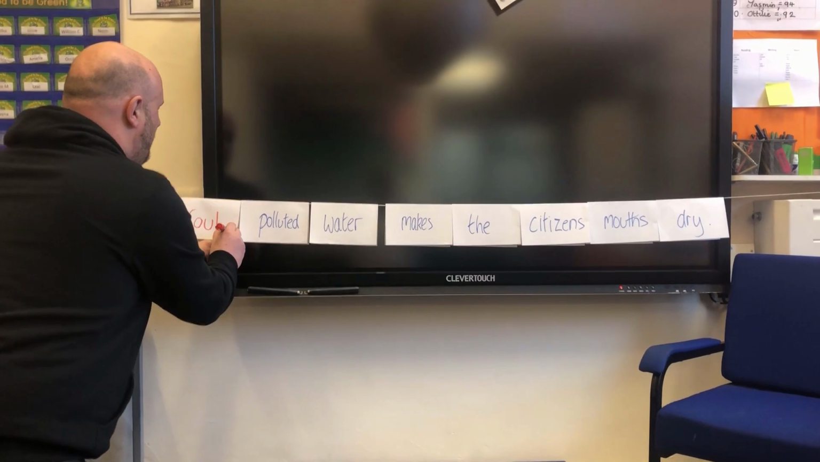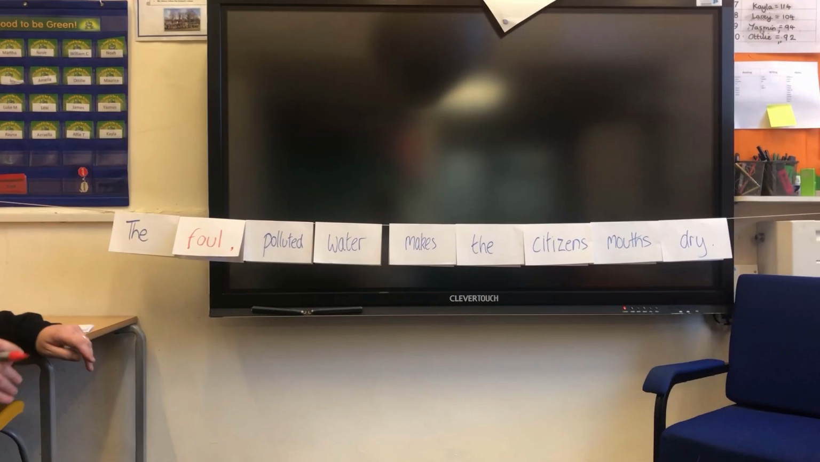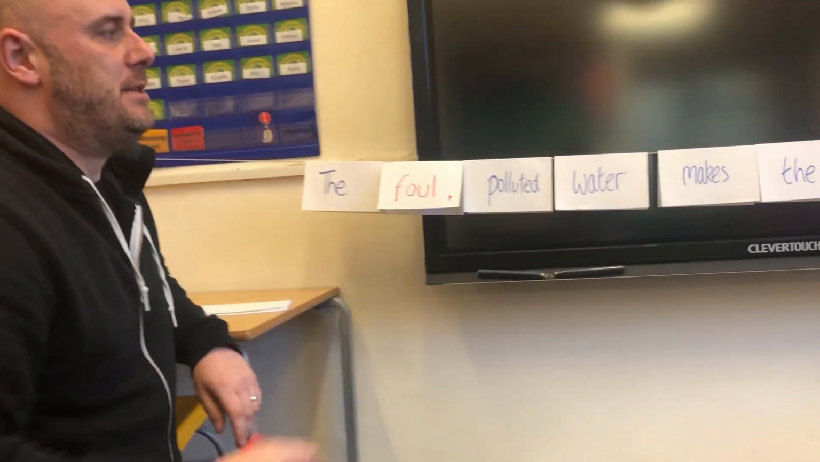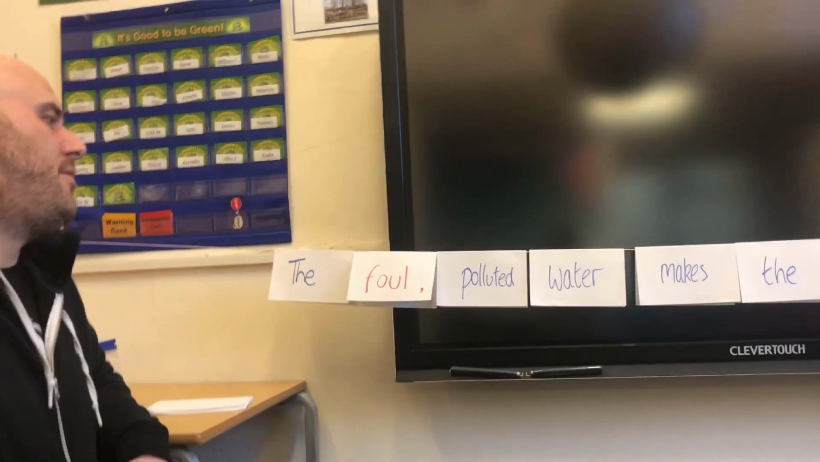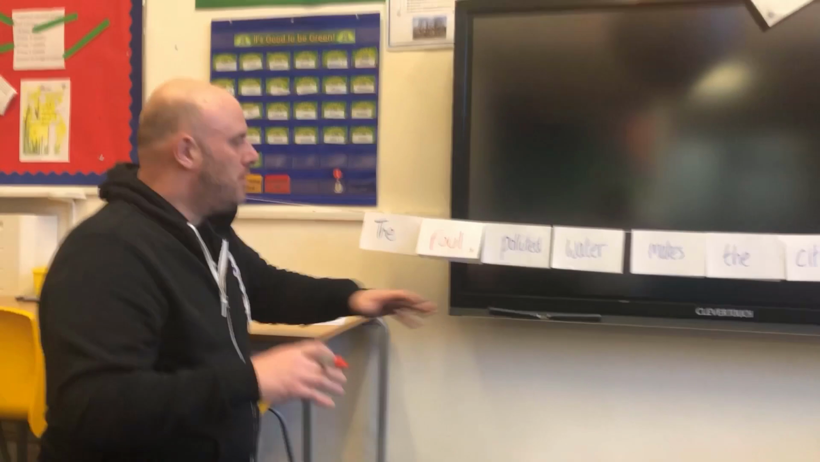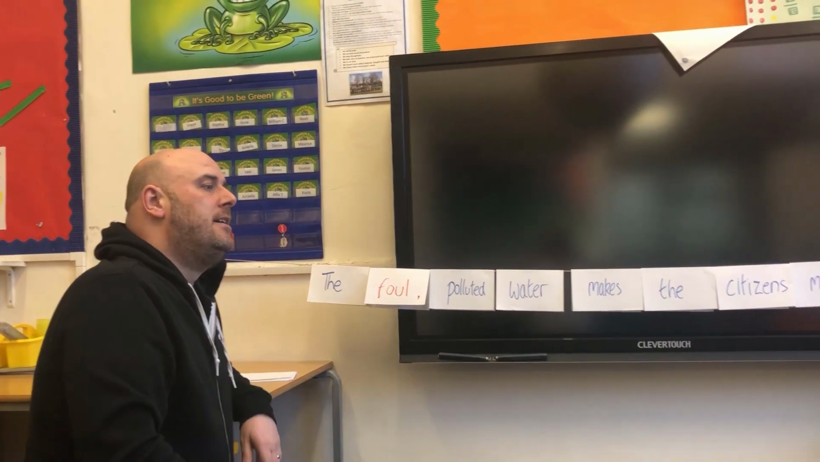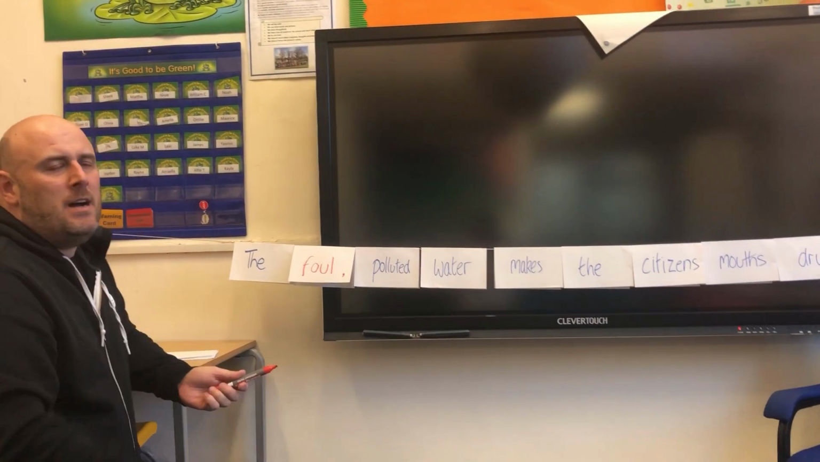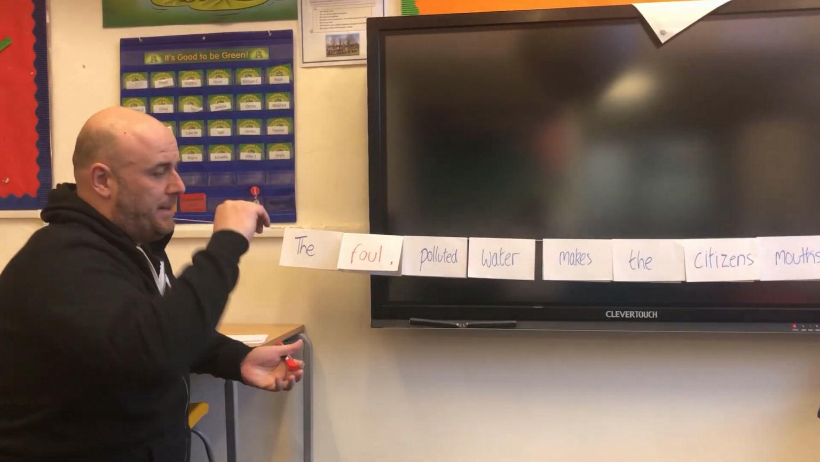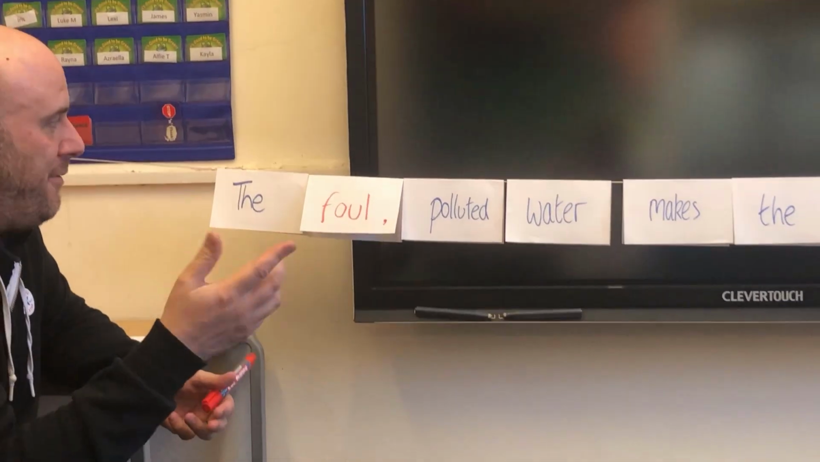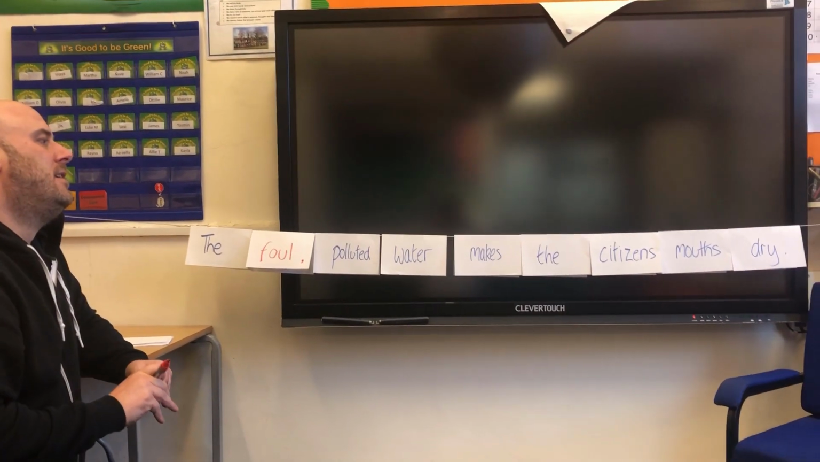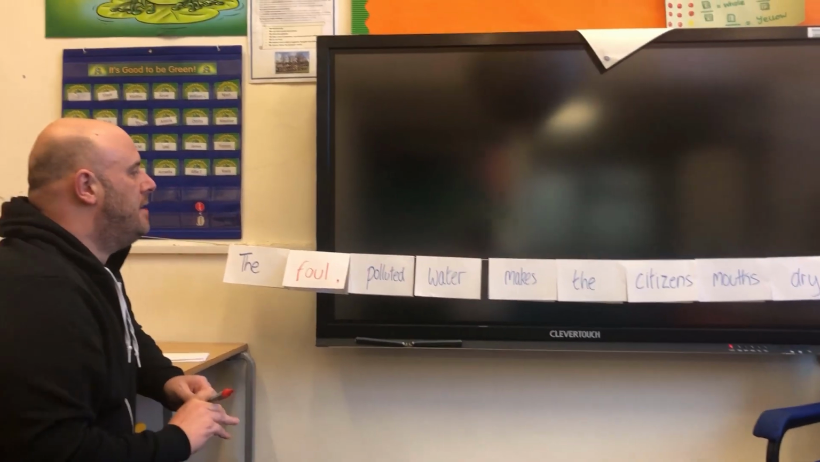But we won't get detailed on the semantics there, so this isn't the purpose of what we're doing. Foul in this sense means smelly. So the foul, polluted water makes the citizen's mouth dry. Already, with just adding that word, foul, polluted to me as a reader means dirty. Now foul, I'm thinking probably it smells quite bad. And the word foul is making me think there's possibly like flies hovering above it. The foul, polluted water makes the citizen's mouth dry.